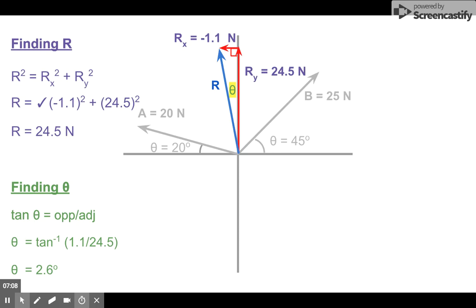That's the technique that we're going to use for combining vectors that are not easily combined, that are not horizontal or vertical vectors. We're going to break them into their components, we're going to add up their components, and then we'll use some trig functions along the way.